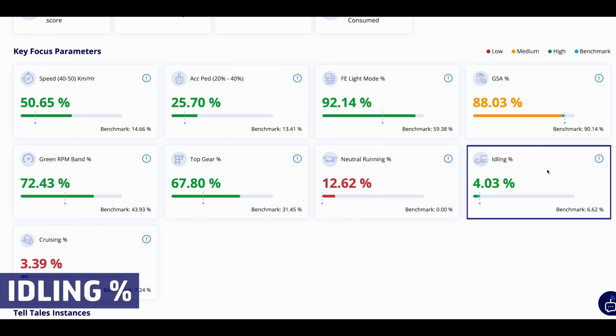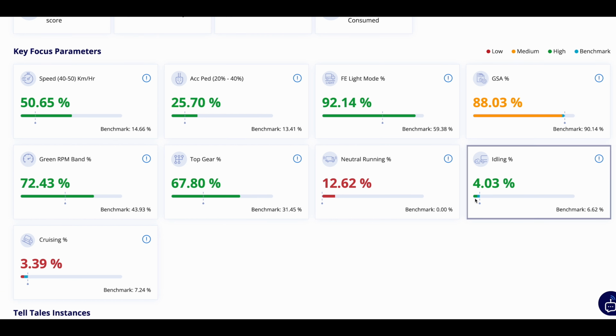Idling occurs when the vehicle engine is running while the vehicle is stationary. This should generally be discouraged unless absolutely necessary, since it leads to direct overhead expenses in terms of fuel consumption. The benchmark for idling in this application is 6.62%, and since this parameter is counterintuitive, a percentage achieved below this benchmark would be a green band for the driver.